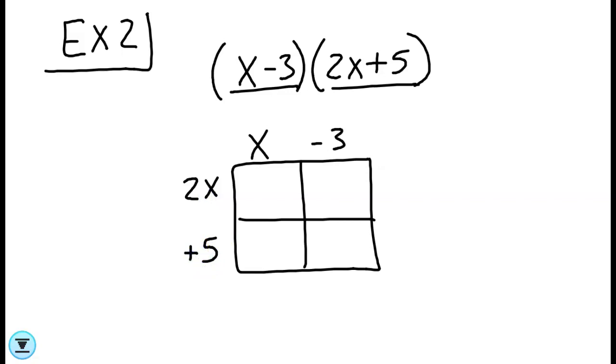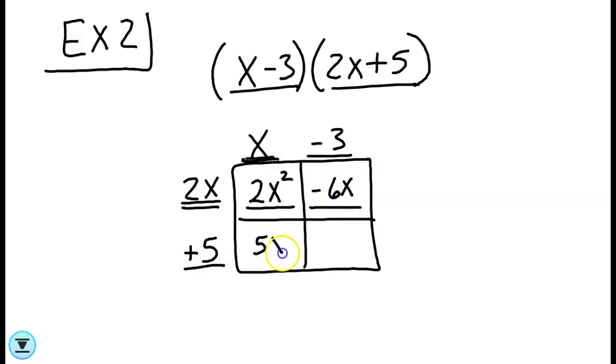And if we go ahead and multiply, we can fill in the box. Like, for instance, 2x times x is going to go here. So that would be 2x squared. And 2x times negative 3 is going to go here. And that would be negative 6x. 5 times x is going to go here. And then 5 times negative 3 is going to be negative 15.